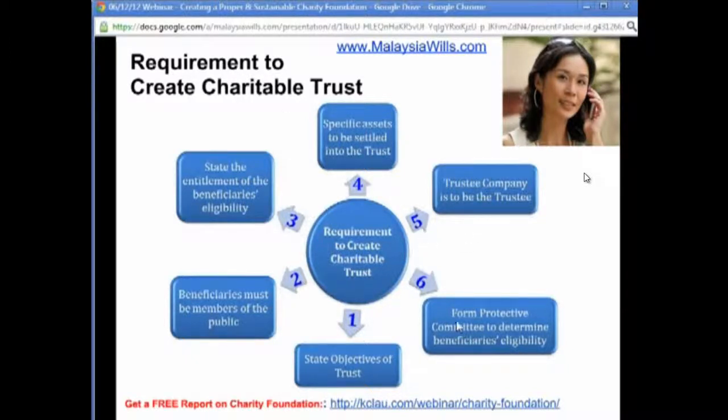And number 6 is to form a protective committee. You can select your own protective committee to determine the beneficiary's eligibility. So these are the 6 requirements.